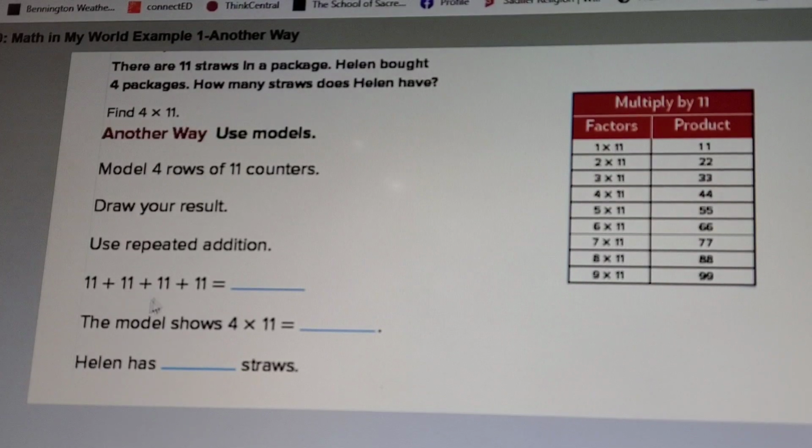Use repeated addition. 11 plus 11 plus 11 plus 11. And I would count the 10s first. 10, 20, 30, 40. Then I'd count the 1s. 41, 42, 43, 44. The model shows 4 times 11 equals 44. Helen has 44 straws.